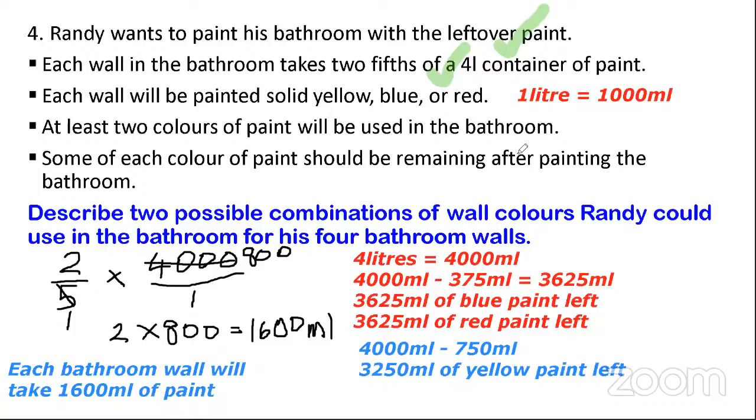I'm seeing a person saying red, but red is not a combination. It says at least two colors. So we can't use one color, right? All right, so Latoya says red and blue. While I asked for the two different combinations, I needed to justify Latoya. And I'm seeing blue and yellow, red and blue. I'm seeing all those colors. But tell me, can you justify why you say those colors? Why can we use red and blue? Prove to me that we can really use red and blue.